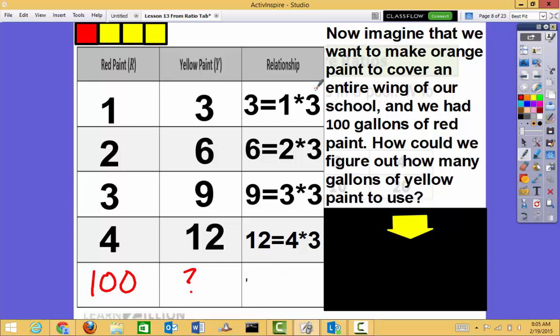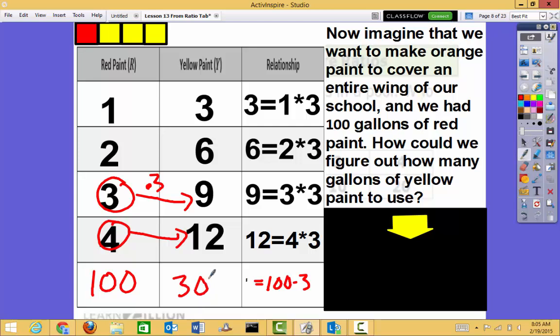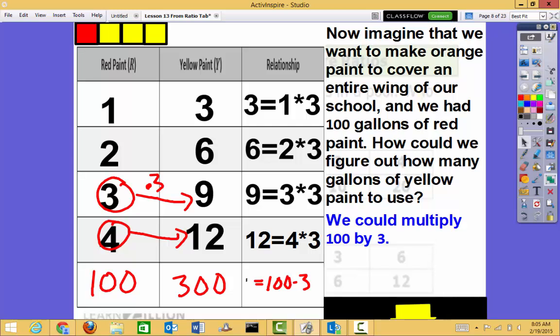I'm going to use this relationship again. How did I get from this number to here, or this number to here? It's easy. I'm multiplying by 3 each time. So what do I need to do to that 100? Well, it's going to be 100 times 3. And what does that equal? Well, 100 times 3, I know, equals 300. So how much yellow paint do I need to use? I need to use 300 gallons of yellow paint.